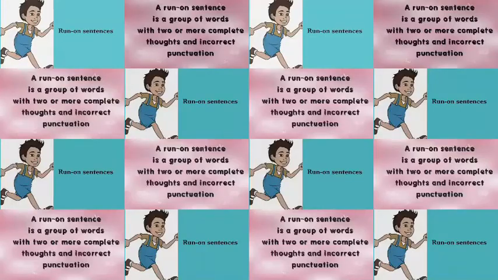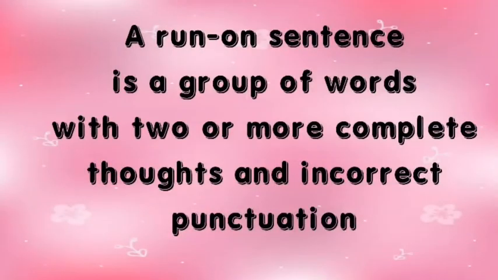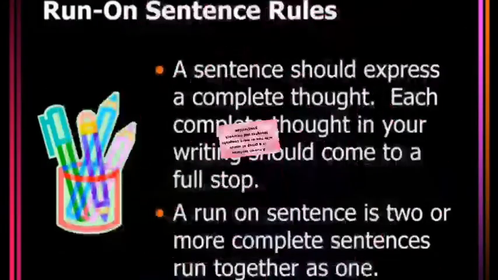A run-on sentence is a group of words with two or more complete thoughts and incorrect punctuation. That means a run-on sentence contains two or more other sentences, and these sentences ought to be separated by using the right punctuation mark. Okay, you ought to separate these sentences and not put them together.